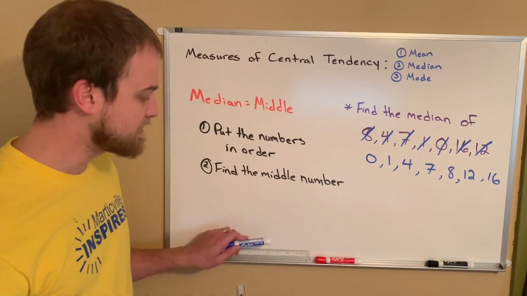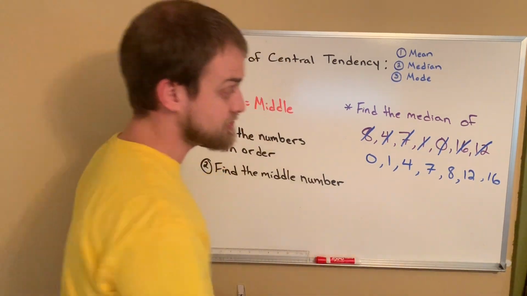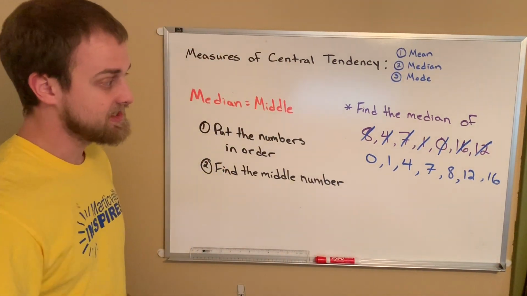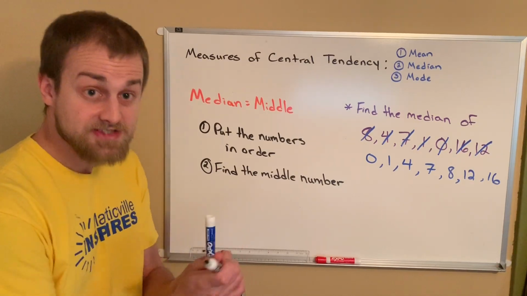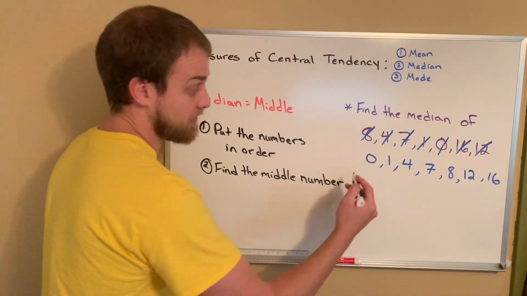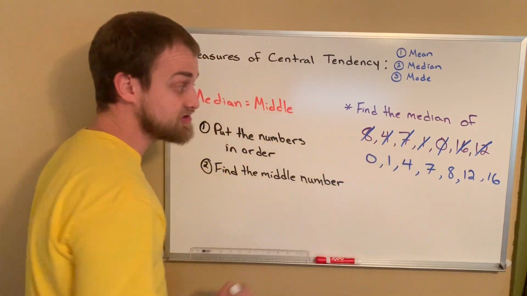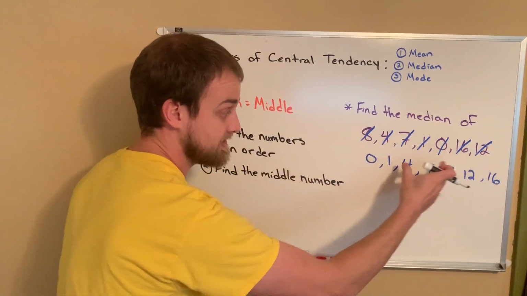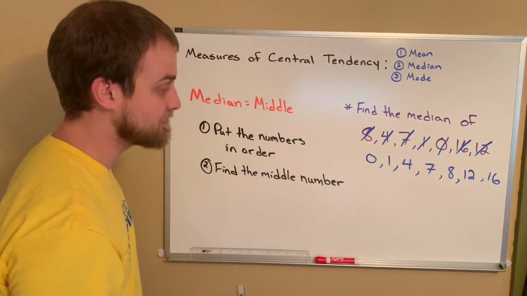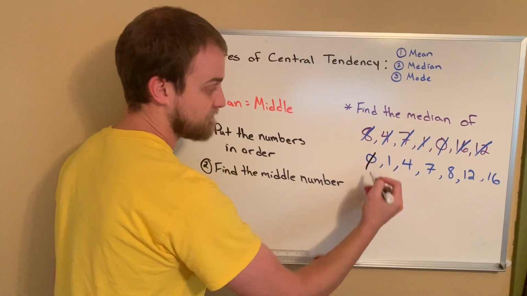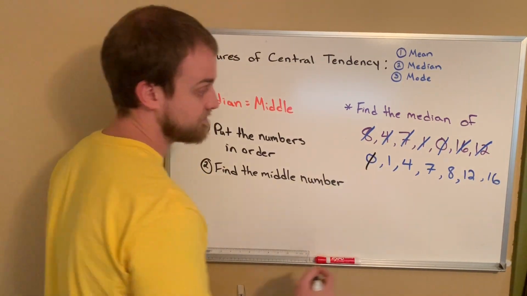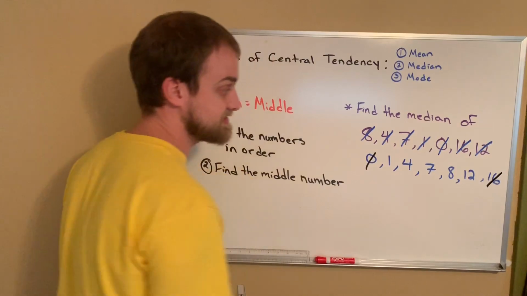Now we need to find the middle number. And your classic median strategy to find the middle number is what we like to call the cross-out strategy, meaning we're going to cross out numbers on each side of my data set, working towards the middle so that I can find the middle number. So let's start on the left. We'll cross 1 out over here. We'll cross out the 0. And then we'll cross out the 16.